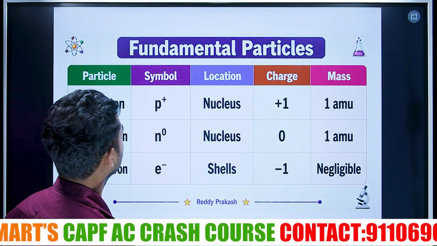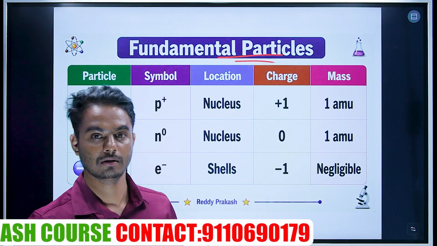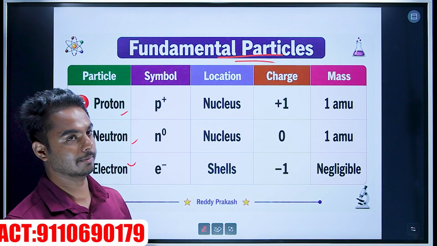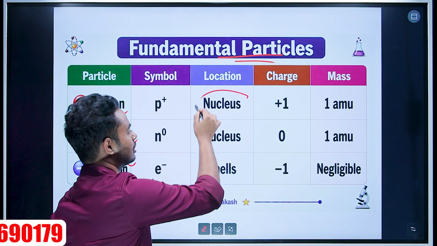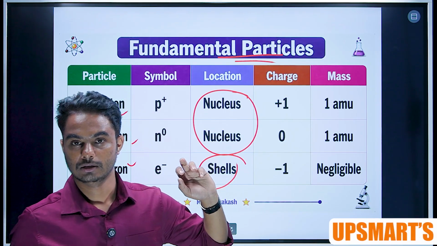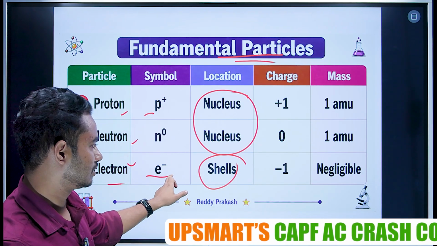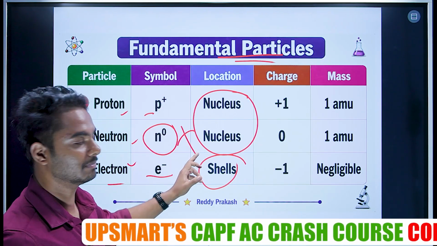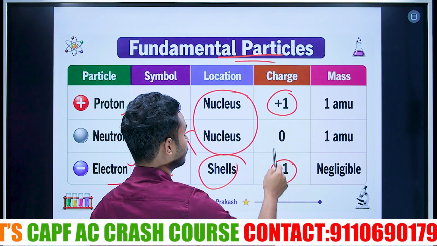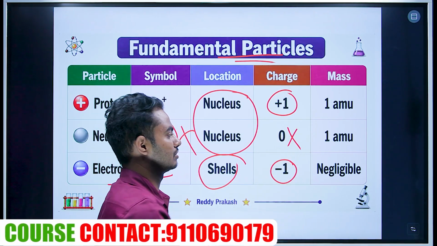So, fundamental particles, those are the PEN. Proton, electron, neutron are the fundamental particles. Proton and neutron are housed in the nucleus. Electron is housed in the shells. This understanding we already have. And proton is charged, electron is charged, neutron is not charged. That means it doesn't have a charge. Proton's charge is +1. Electron's charge is -1. Neutron doesn't have a charge.